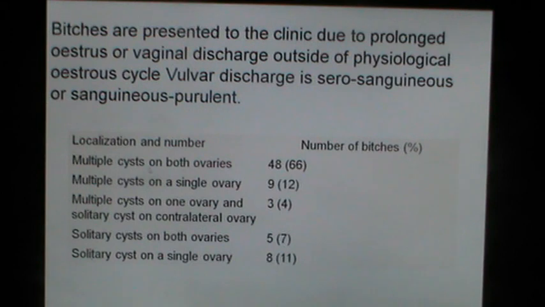In this table, we show that in one study, multiple cysts on both ovaries were recorded in the majority of the bitches. Multiple cysts on a single ovary were the second most frequent problem, and multiple cysts on one ovary and solitary cysts on the contralateral ovary were recorded in 3 bitches. Solitary cysts on both ovaries were recorded in 5 bitches, and a solitary cyst on a single ovary was recorded in 8 bitches. So multiple cysts on both ovaries are frequently common in bitches.